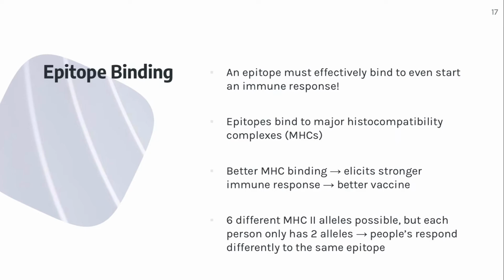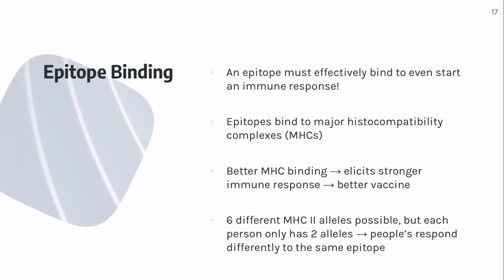Remember how I mentioned earlier that epitopes must be presented by an APC to start the immune response? Well, that's why an epitope's affinity for binding or interacting with an APC is so important. Epitopes bind to major histocompatibility complexes, MHCs. The better the binding ability, the stronger the immune response, the better the vaccine. There are two categories of MHCs, MHC class 1 and MHC class 2, but we'll focus on MHC class 2 since those are more specialized.